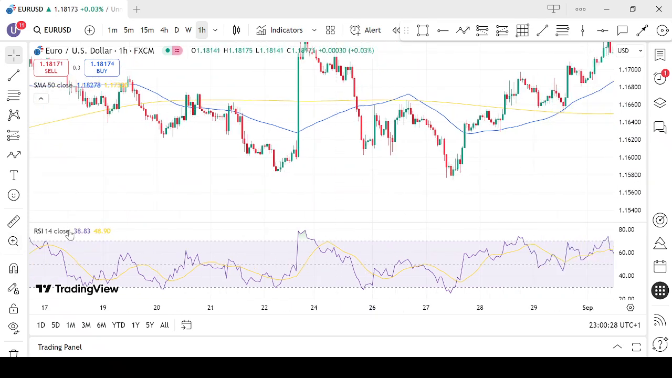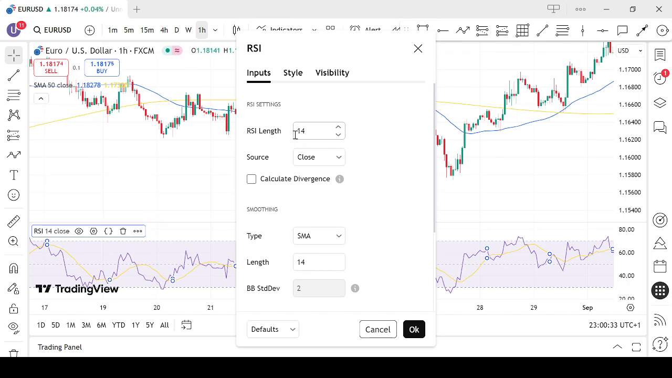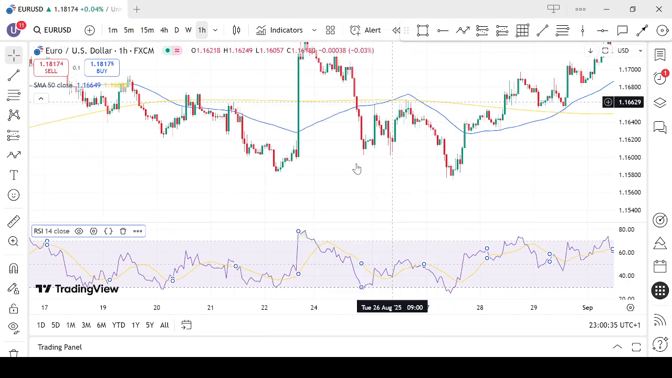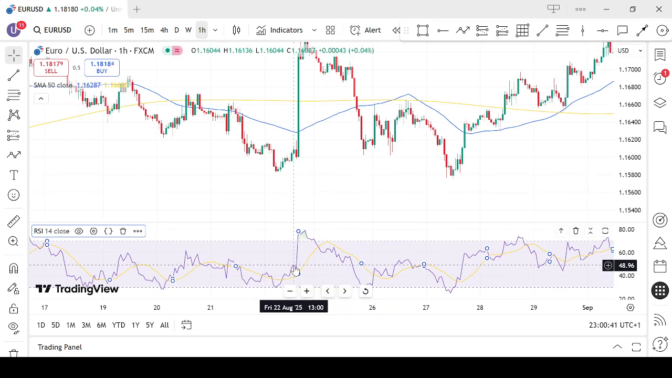Then you need to add your RSI, the 14 period RSI. This is required to be above 50 for buys and below 50 for sells. When it is above 50 at this region, you know you are looking for buying opportunities. When it's below 50, you are looking for selling opportunities.